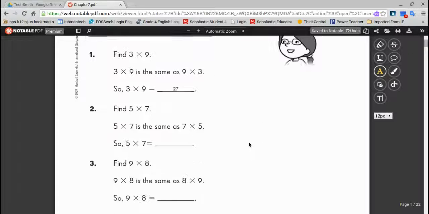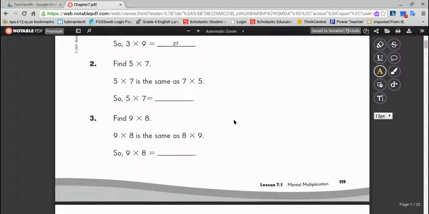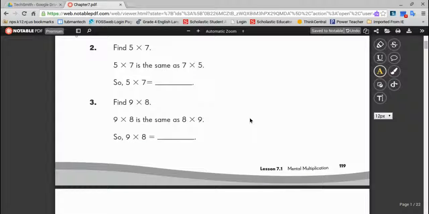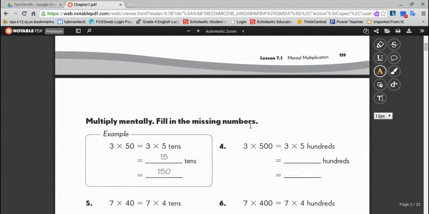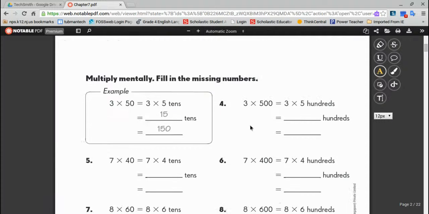Okay, and I think you guys can do number 2 and number 3 by yourself, so go ahead and get started on that. Hit pause, and when you return, we'll do the next page. Alright, go ahead. Okay, welcome back. You should have finished number 2 and number 3, and let's do the next page, 120.